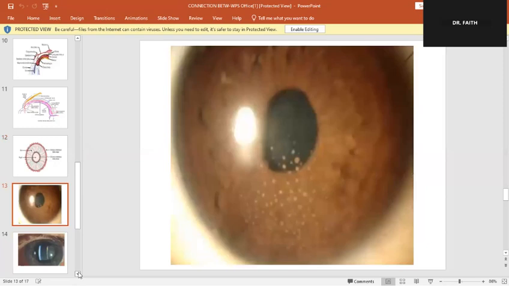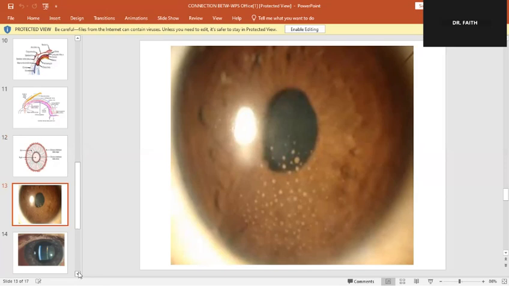The next slide. Thank you so much. Here we can see some cells or abnormal structures in the anterior chamber of the eye. Let me explain that as we proceed.